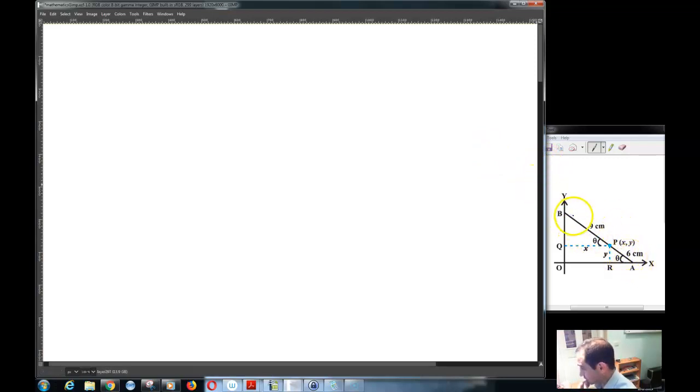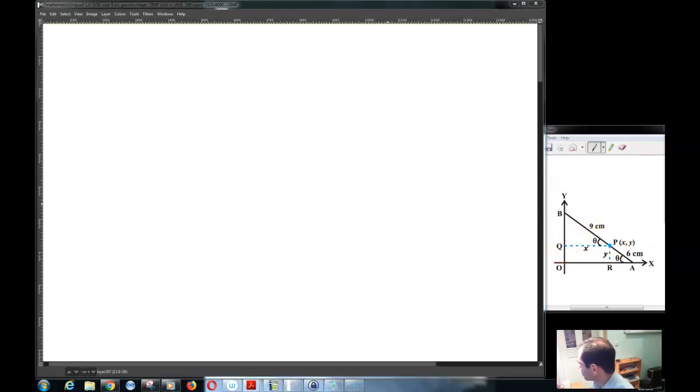You see that this line here is 15 centimeters, since AB is equal to 15 centimeters, and AP is equal to 6 centimeters, so this part becomes 9 centimeters. Now if you draw the perpendicular from P to the y-axis and the perpendicular from P to the x-axis, you will have these two triangles, PRA and PBQ.